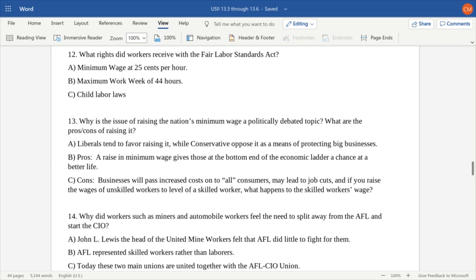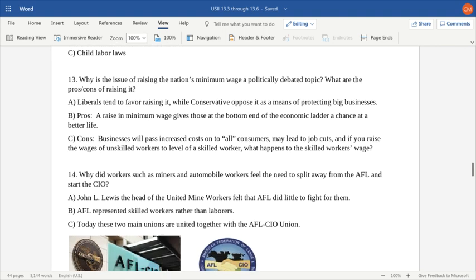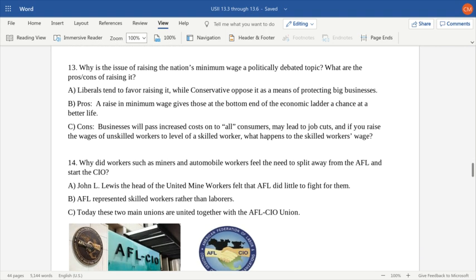Cons to raising the minimum wage: businesses would likely pass on the increased cost to all consumers. This could lead to potential job cuts. And if you raise the wages of unskilled workers, then the skilled workers are going to want a raise as well. So it could have almost like a domino effect, or Pizza Hut, depending upon your choice.